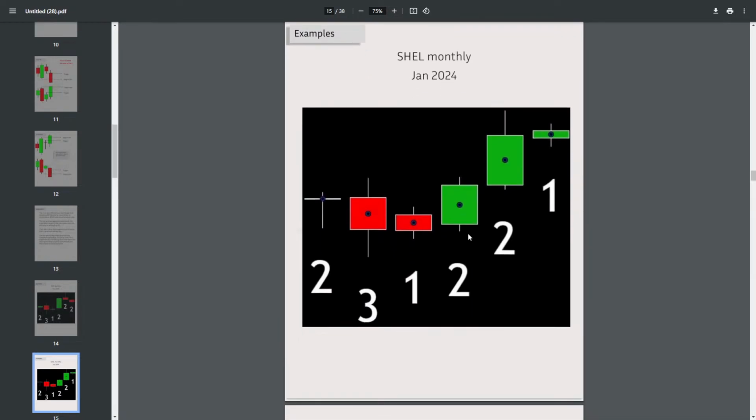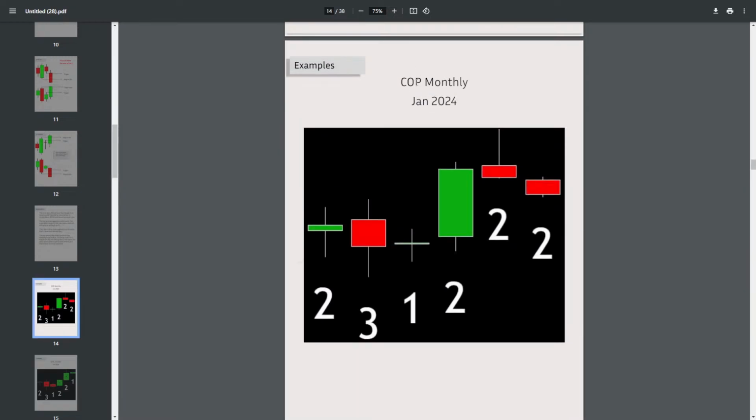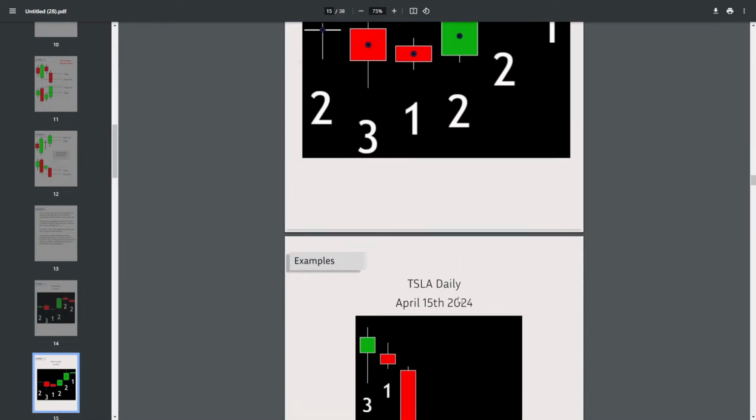If we go to Shell on the monthly, since the energies were all doing that, we're going to see that scenario occur across all the energy names. So you'll see the 3, the 1, and then the 2. And Shell is one of the oil names, I don't know which oil ETF they're in, as well as COP, Conoco.